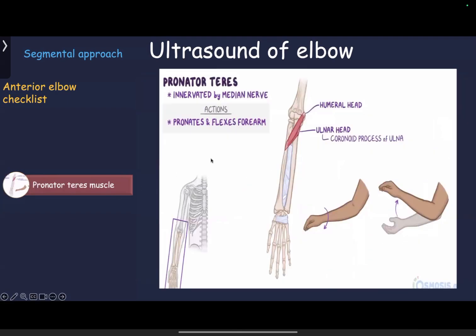Then we have this pronator teres muscle. This is one of the important muscles because one of our median nerves passes through it. It has the humeral head and the ulnar head, and both heads unite and attach to the proximal lateral aspect of the radius. The action is to pronate and flex the forearm.